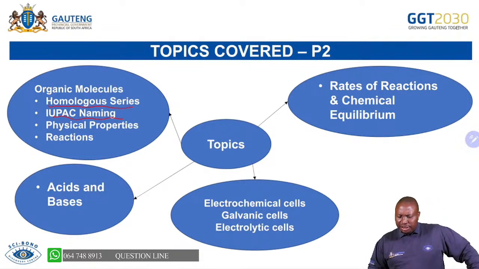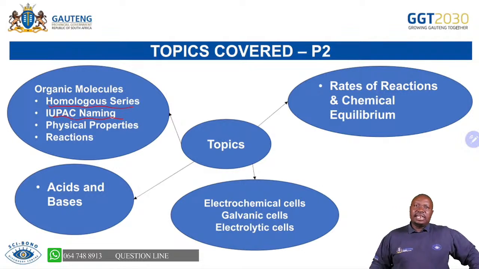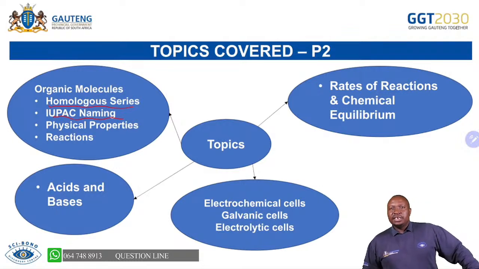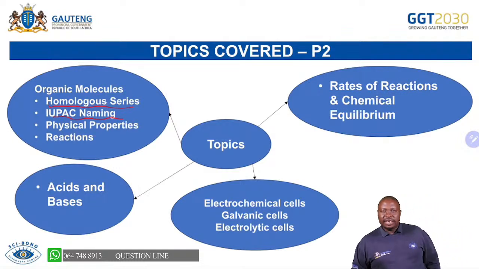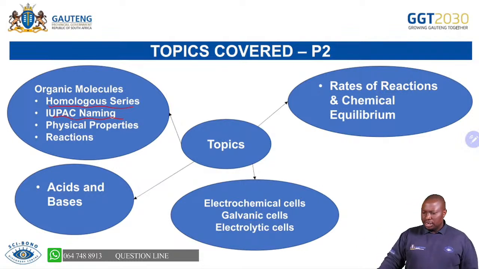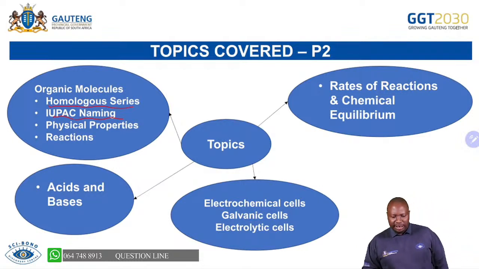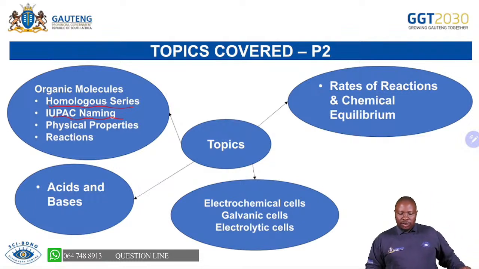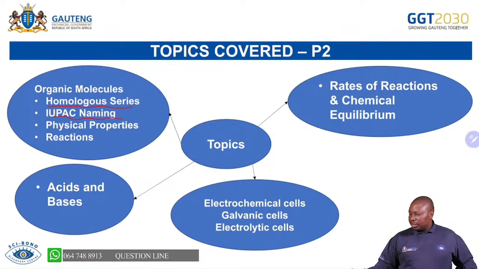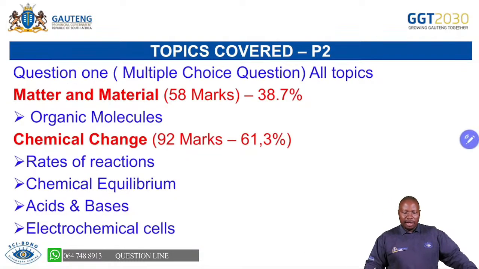For the rates of reactions, we look at all the factors that affect the rates of reactions and the collision theory. For chemical equilibrium, we look at the definitions of chemical equilibrium and the factors that affect chemical equilibrium, your CPT, which is concentration, pressure, and temperature. Now we'll look at your acids and bases, and then we'll look at your galvanic cells and your electrolytic cells. Then we'll be done with our paper 2.